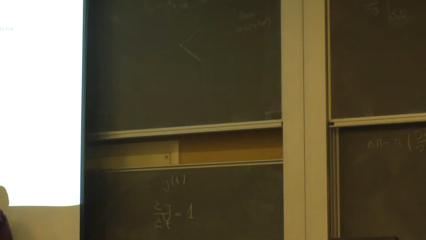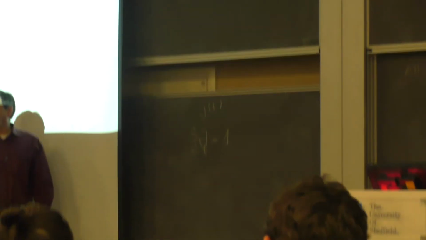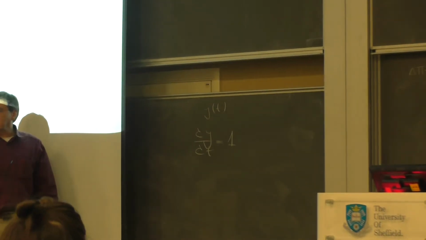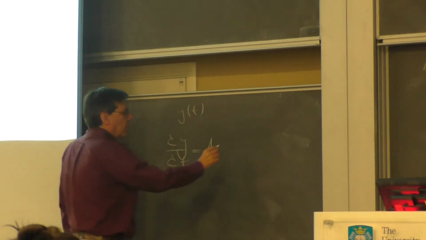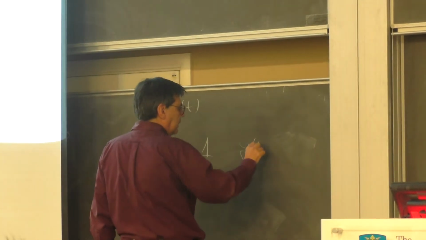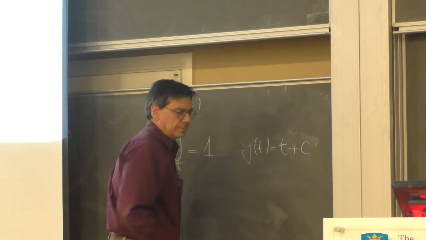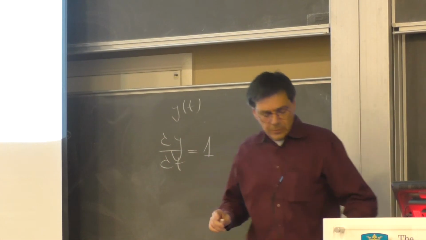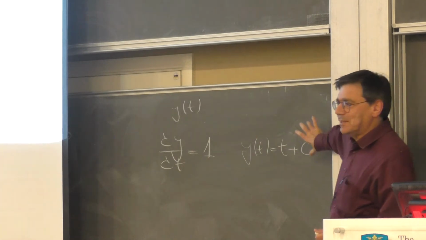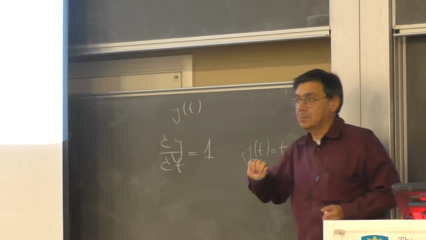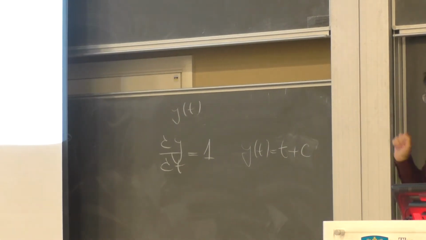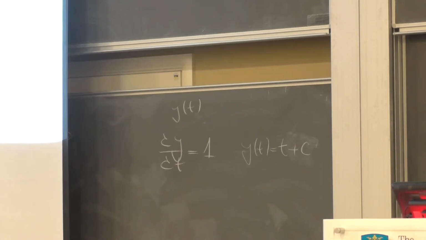And I ask you, what is y? Then you're going to say, let's integrate both sides. y of t is t plus a constant. So, do you all agree that these are the solutions for that? Okay. But now, which is the solution I'm looking for?